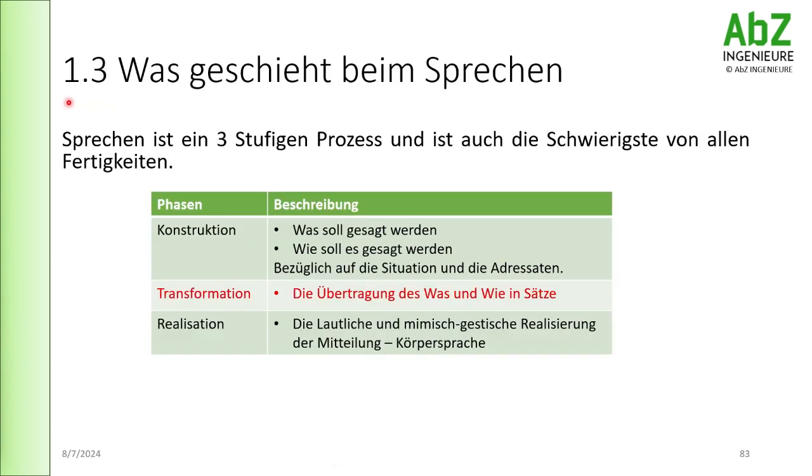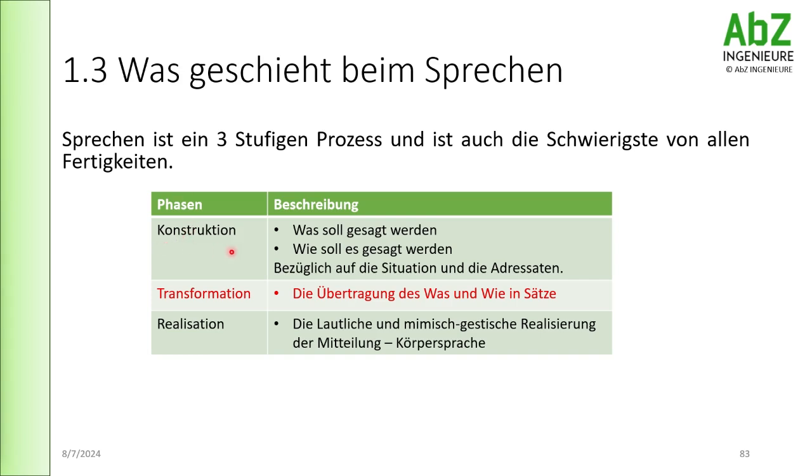So next topic is what happens actually when one speaks. So how does the brain actually work when you're trying to speak? The book goes on to describe speaking as a 3-step process. It also mentions that this is the most difficult of all the 4 Fertigkeiten.